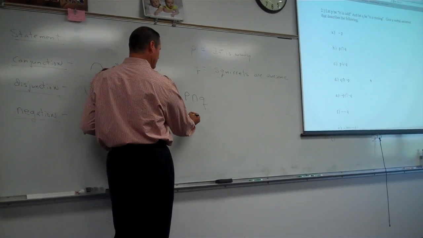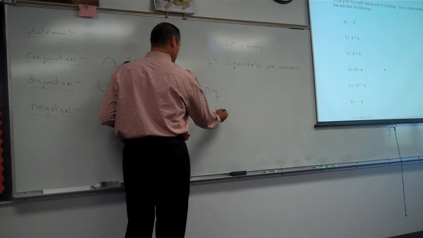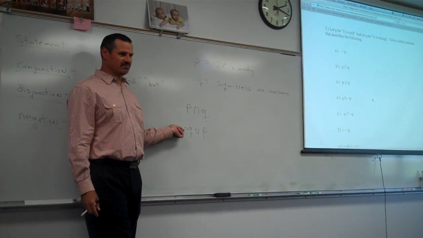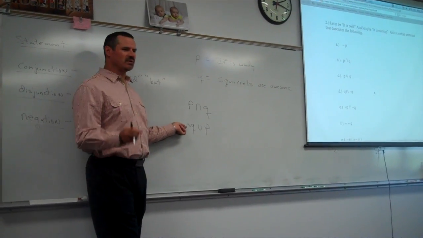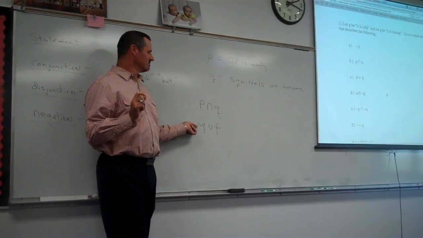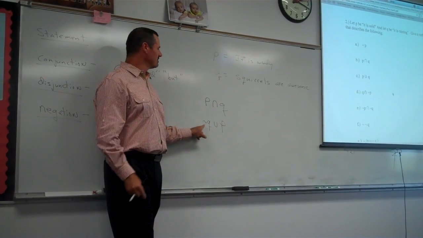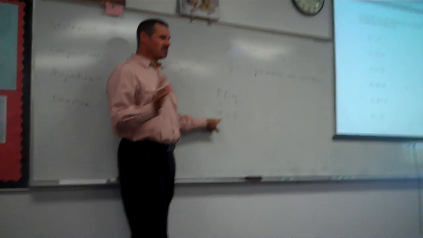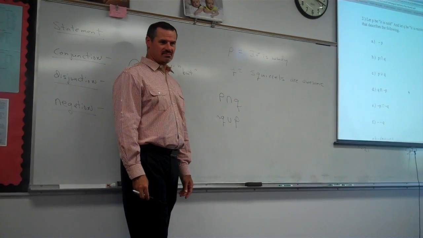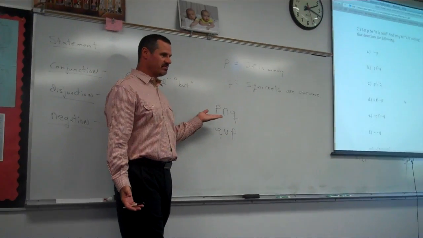How about this one? I could say negation Q, disjunction P. You want to take a shot at that one? It's not windy and squirrels are awesome. Not quite, but you've got the right idea. Squirrels are not awesome, or it is windy. Negation Q would be squirrels are not awesome, or it is windy. Pretty simple stuff, isn't it? Just do what the symbols tell you.